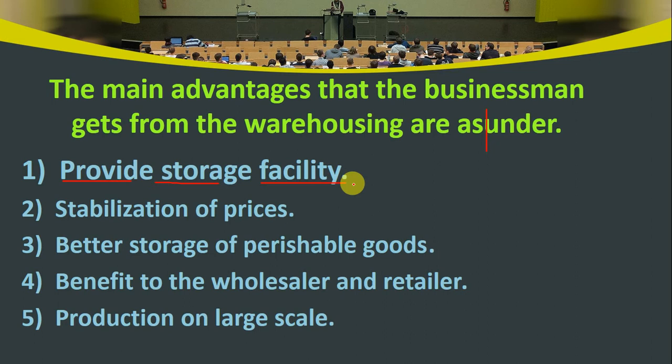So like I said, it provides storage facility. Producers and manufacturers, and sometimes stockists of goods who do not have their own stores or have limited storage capacity, can avail of the facility of preserving the goods in the warehouses. They need not curtail production due to the lack of storage facility. So that's the first one, provide storage facility. The second one is stabilization of prices.